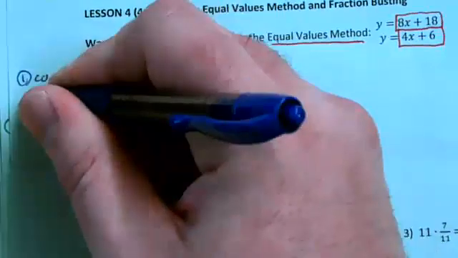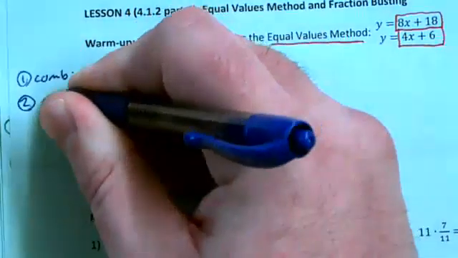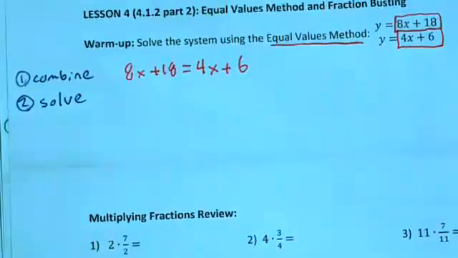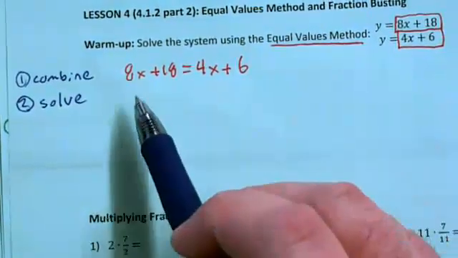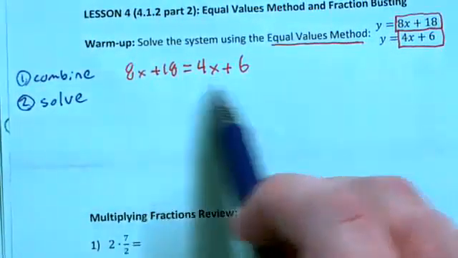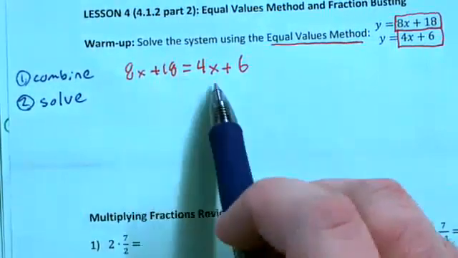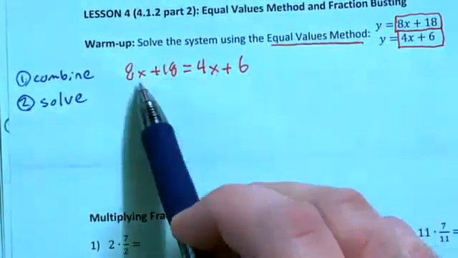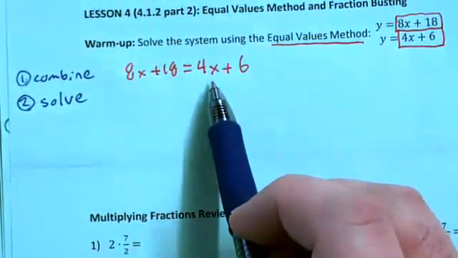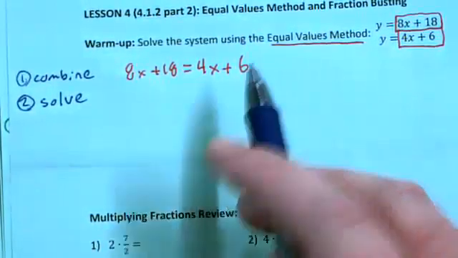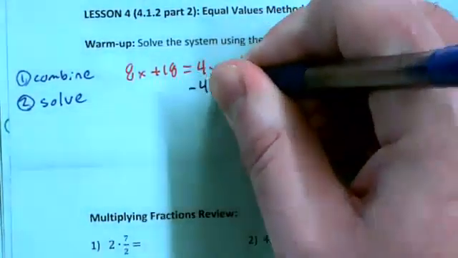Step two is the part that takes the longest. I'm going to solve that. So when we solve, we look for parentheses, which we don't see. I look for like terms I can combine. I don't have any like terms I can combine. Remember, we cannot combine across an equal sign. I also look for variables on both sides, which we do have, so we need to deal with that. Do y'all want to get rid of the 8x or the 4x? I'm thinking the 4x. Let's do minus 4x on both sides.